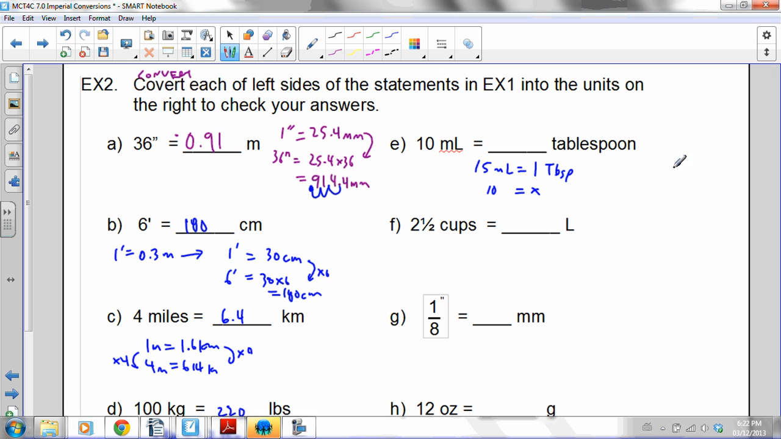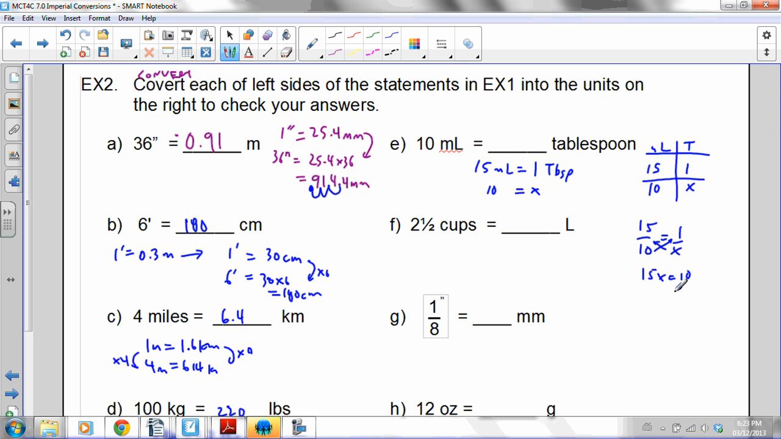And this gets into a second way that I like to do these conversions, which is using a proportion. If I have milliliters here and tablespoons there, there's my connection. And I know this is 10 and this is X here. Well, I can set up a proportion. 15 is to 10 as 1 is to X. I can cross multiply.